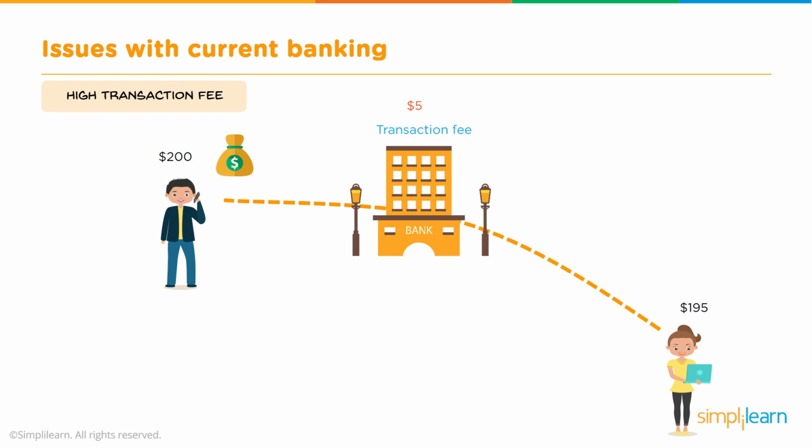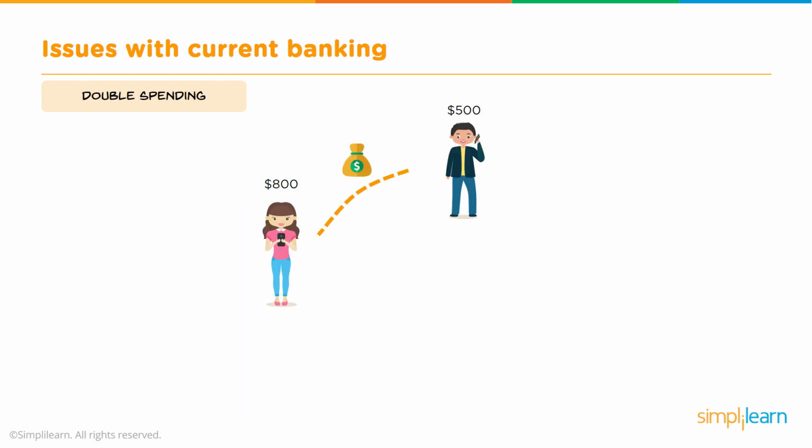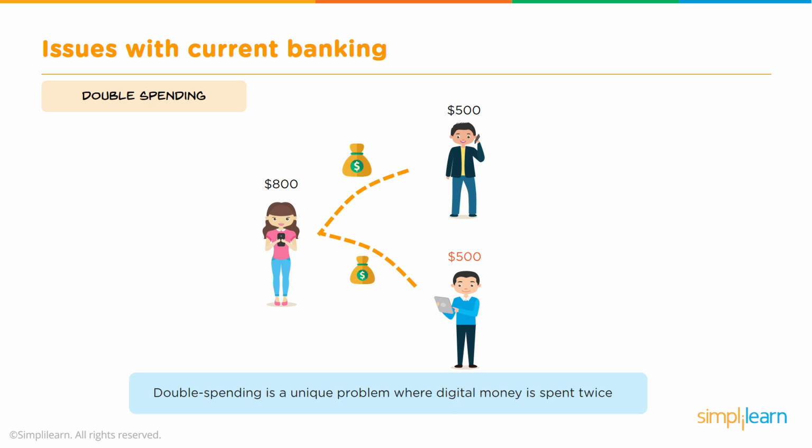Also, as of today, there are a lot of scenarios where people end up double spending. For example, over here, the user has $800 in her account, but she ends up sending $1,000, $500 each to two users. Double spending is a unique problem where digital money is spent twice. The user is able to make two purchases with an amount which is less than the purchase value.